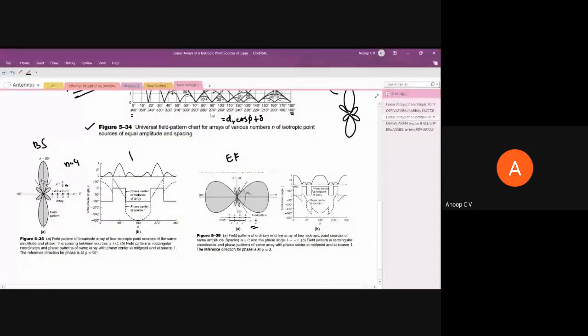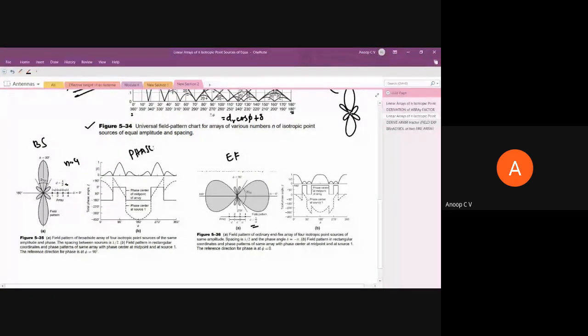These are the phase patterns. We are not interested in the phase pattern, but again, I'll tell you tomorrow how to draw the phase pattern as well. Till there, you will have it for the exam.